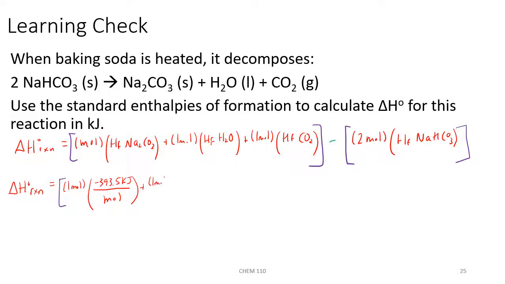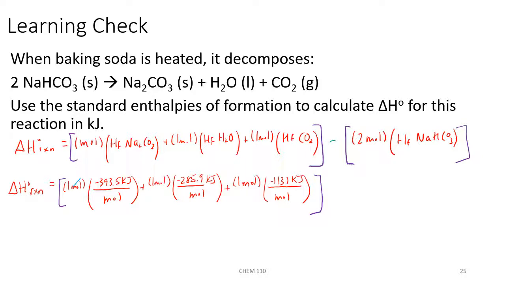plus 1 mole for our liquid water times the heat of formation for water, which is negative 285.9 kilojoules per mole. Notice that there's 2 values listed on your enthalpy of formation chart, one for liquid water and one for gaseous water. That's why you want to be sure to keep track of the states of matter. 1 mole for carbon dioxide times the heat of formation for carbon dioxide, which is negative 1,131 kilojoules per mole. That's going to be the sum of our products.